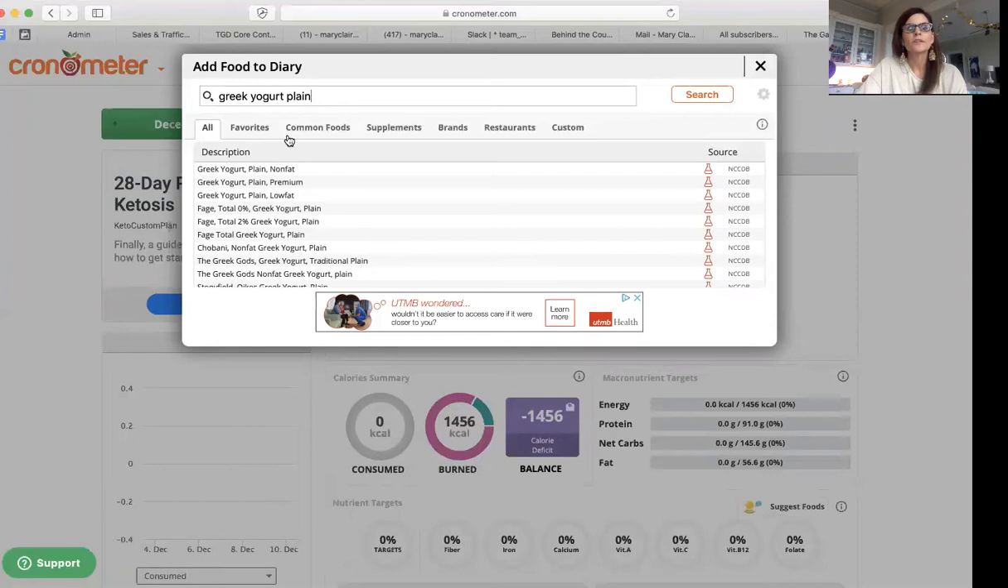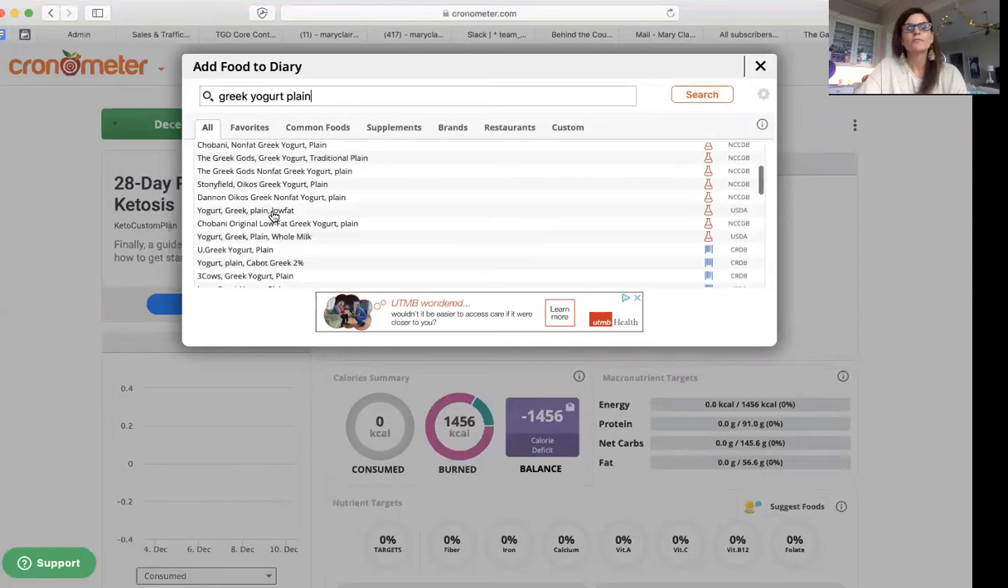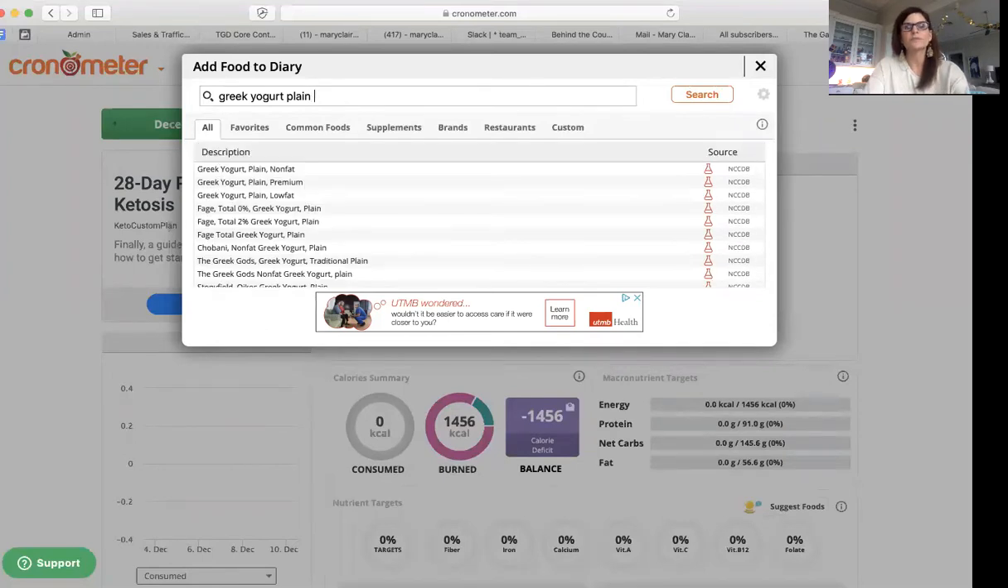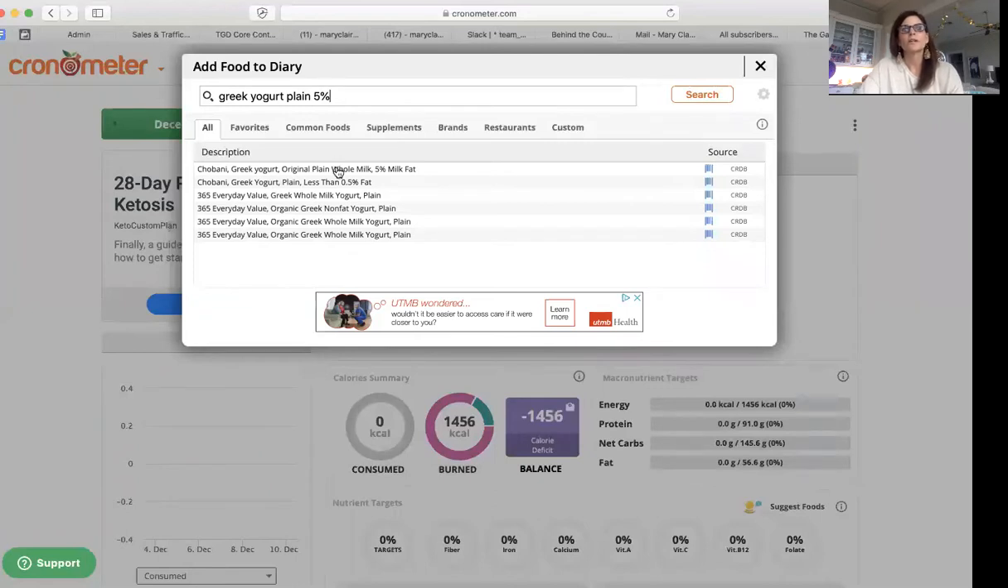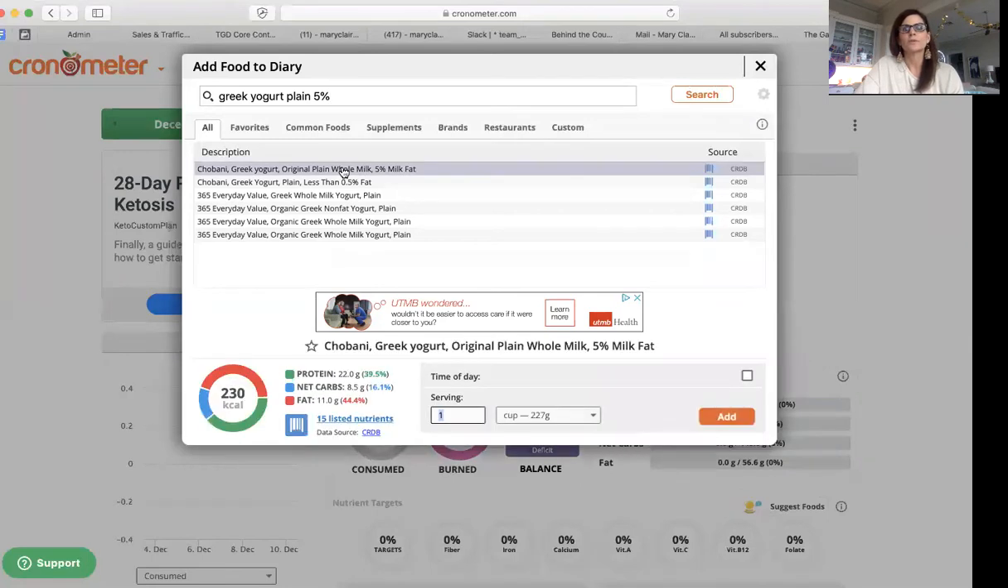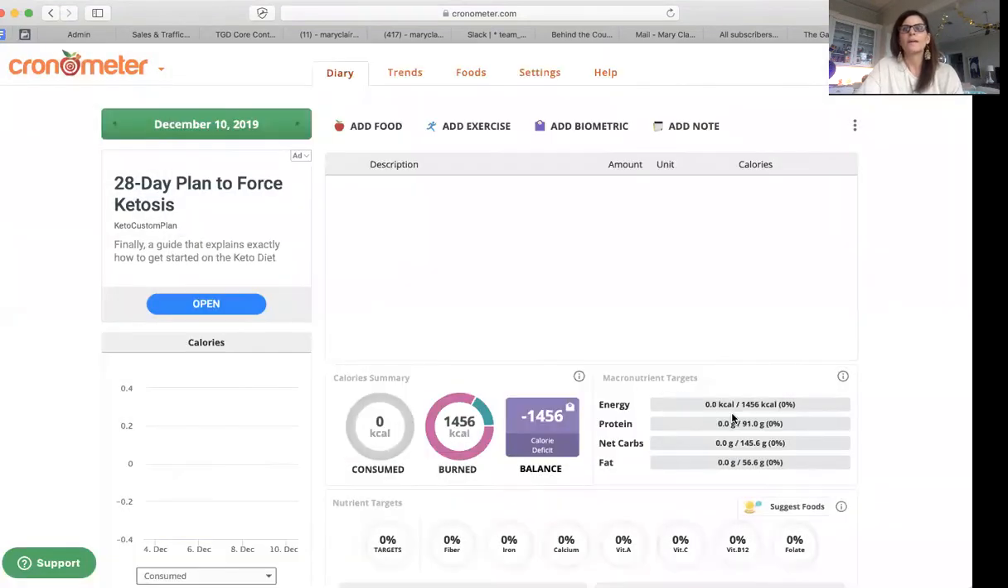I usually just pick the 5%. Let's see if we can find the 5%. That's the full fat. Okay. Chobani Greek yogurt, original plain whole milk, 5% milk fat. Okay. We're going to go with that. All right. So the serving is 1 cup, but actually I usually do half a cup. So I'm going to do 0.5 cup. Okay. So I'm going to add that.